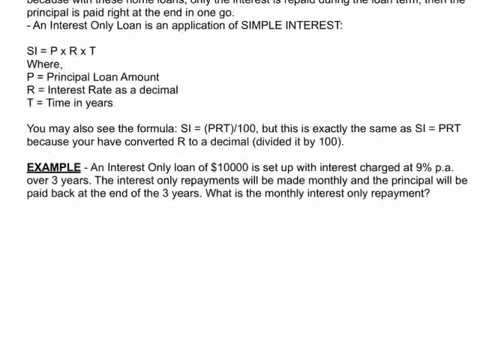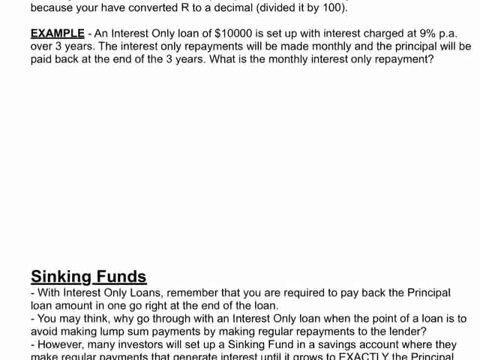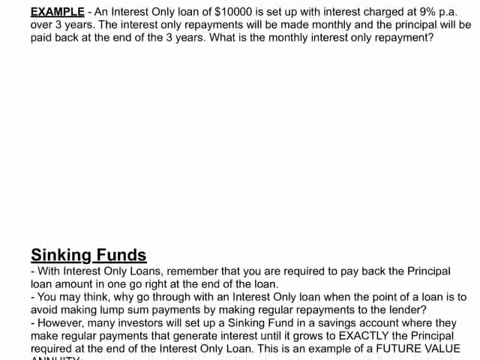So let's have a go at an interest-only loan question. Here we have an interest-only loan of $10,000, set up with interest charged at 9% per annum over 3 years. The interest-only repayments will be made monthly, and the principal, like we said, has to be paid back right at the end of the 3 years. What are you going to pay with a monthly interest-only payment? Well, you're going to use the SI equals PRT formula.